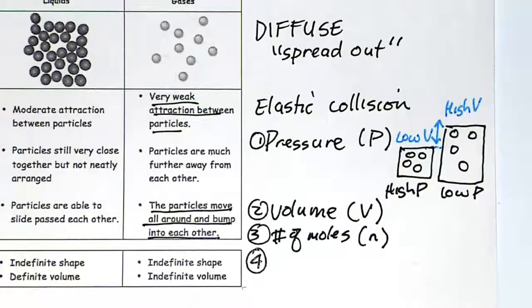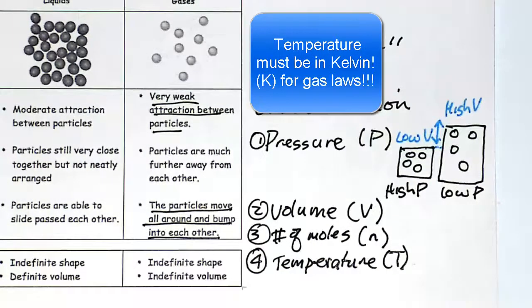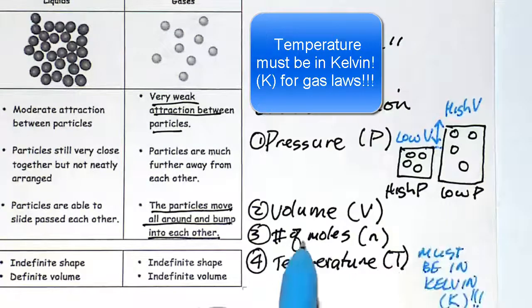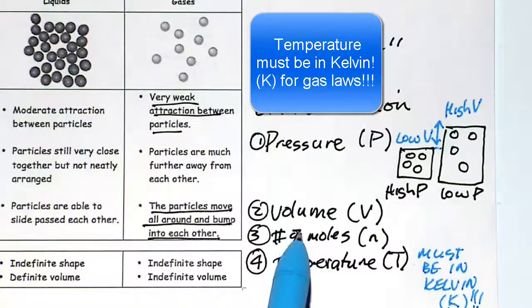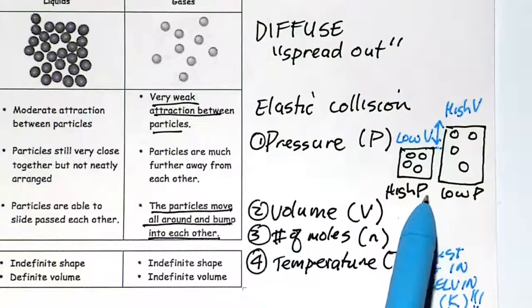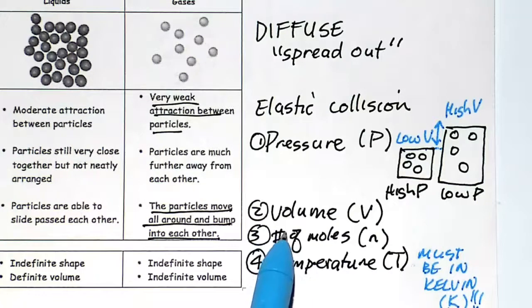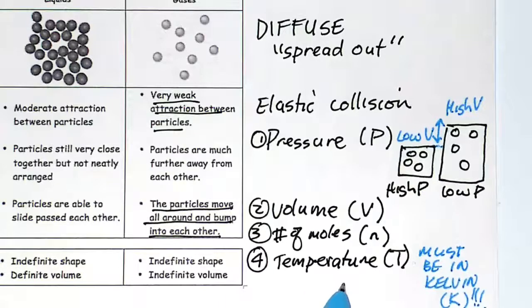The fourth property that we can use to describe a gas is temperature. For all gas law equations, the temperature must be in Kelvin. So P, V, n, and T are 4 properties of gases. A gas exerts a pressure, so it could exert a high amount or a low amount of pressure. A gas could occupy a certain volume. A gas can have a certain number of moles as its quantity. And a gas behaves according to the temperature of the system.